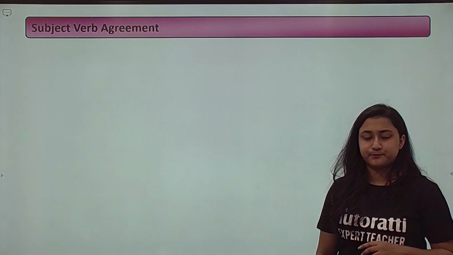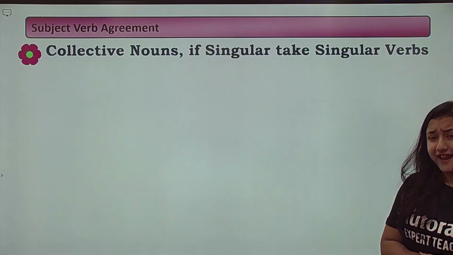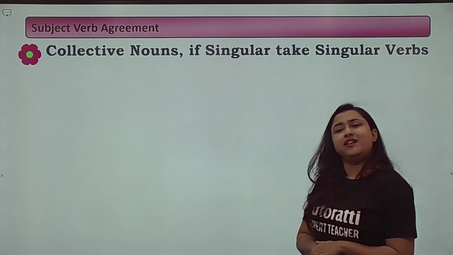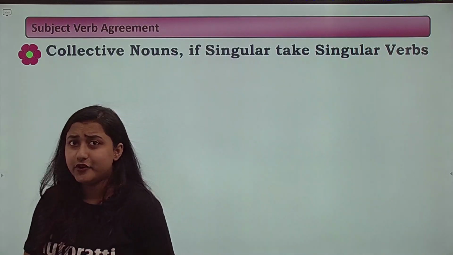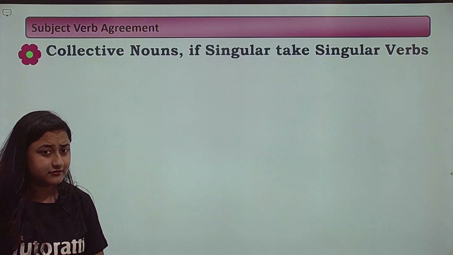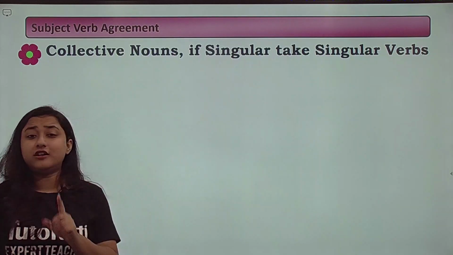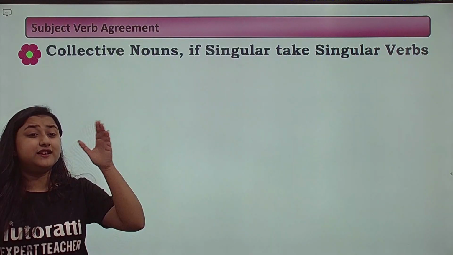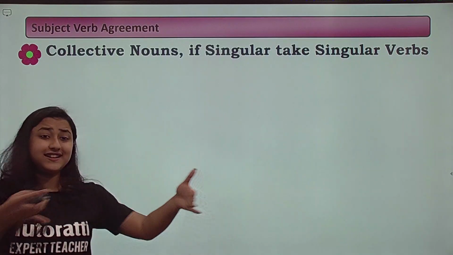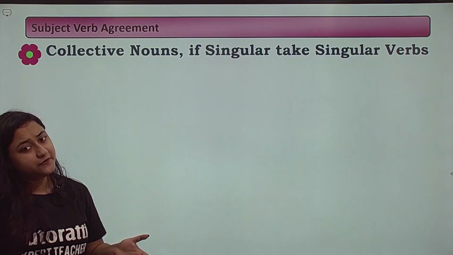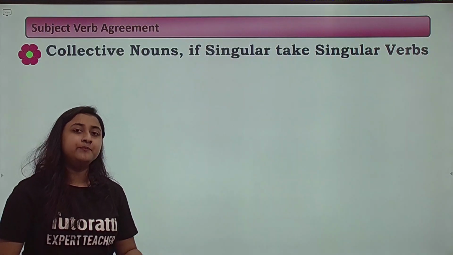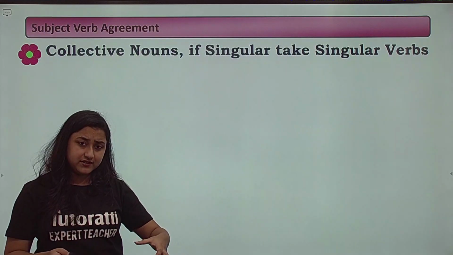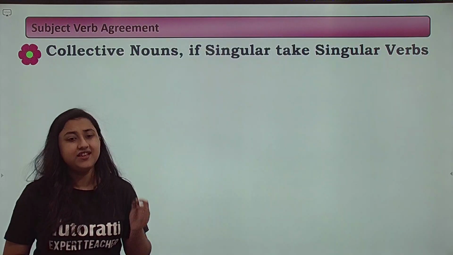Okay students, next one, collective nouns. Now what are collective nouns? First of all, you remember the example I gave you at the beginning of the session, the group of girls dash laughing. So it is a group of girls, it's a collection. Collective nouns you have studied in your 7th and 8th standard, if you remember. So a group of girls, a swarm of bees, these are collective nouns.